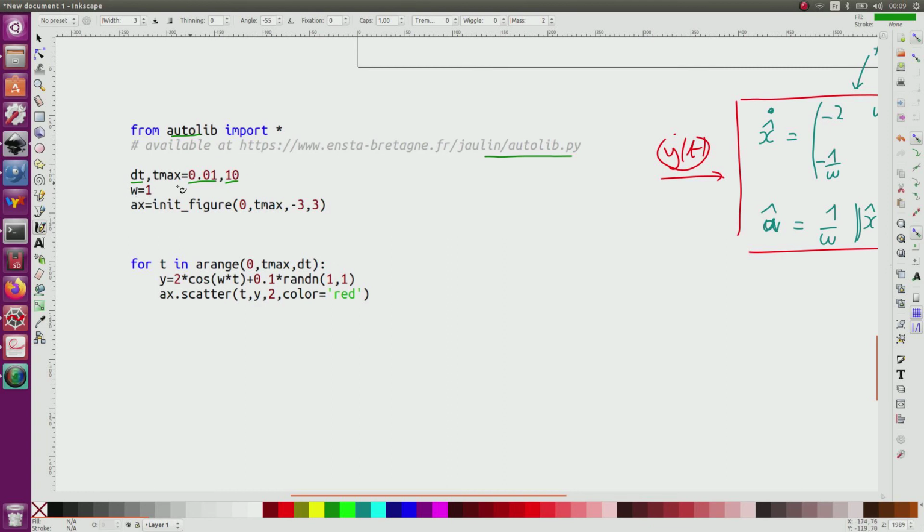The amplitude is equal to 1, so the pulsation is equal to 1 radian per second, and the amplitude of the generated signal here is 2. So I add some noise, and the deviation is 0.1. So this one is white and Gaussian.